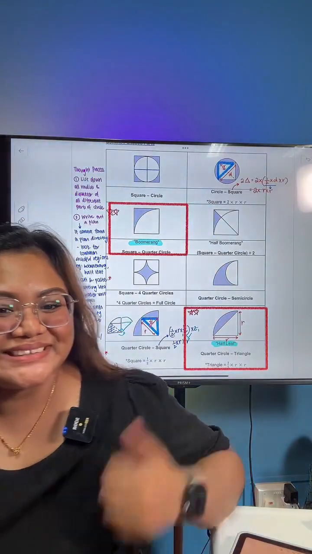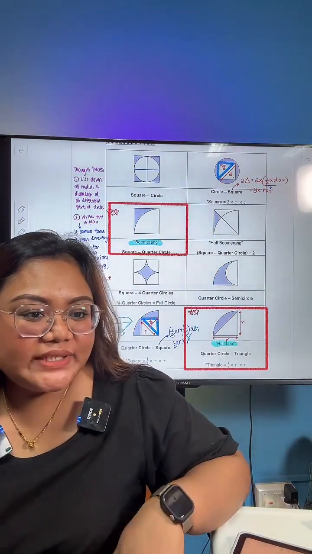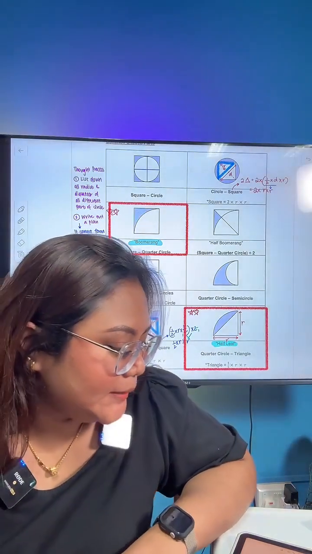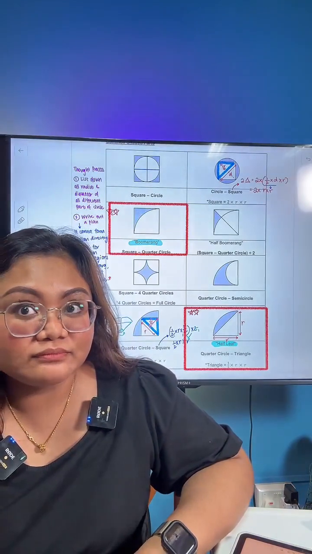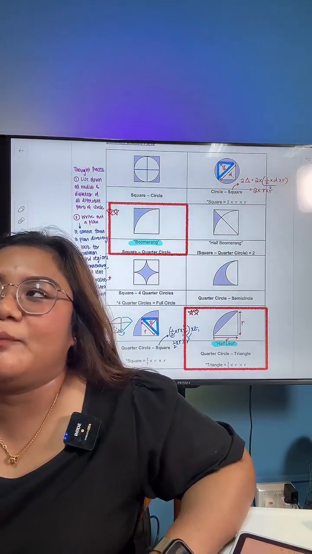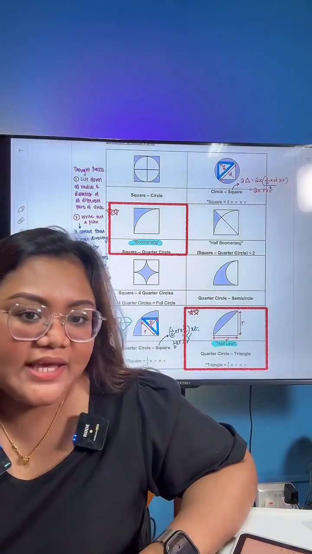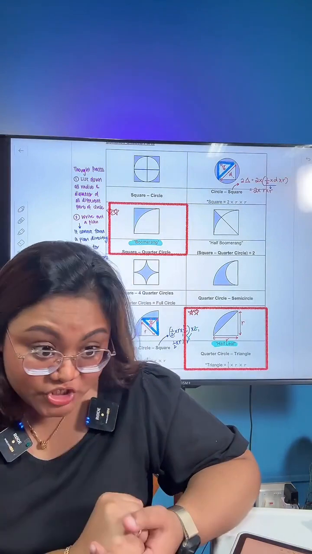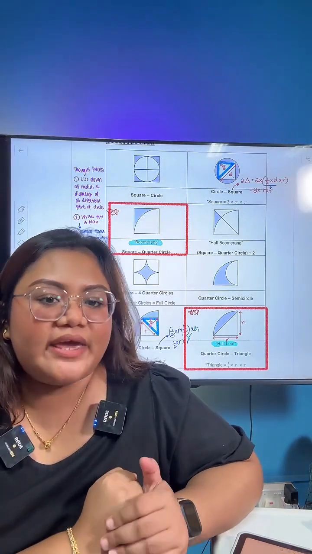Okay, guys? Alright. Do you want another little treat? Maybe we can talk about that treat when we talk about area and perimeter. I will share with you another treat on overlapping regions when we look at area and perimeter.